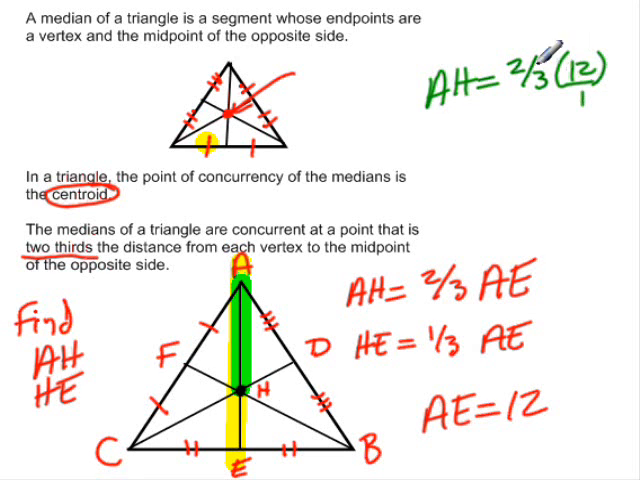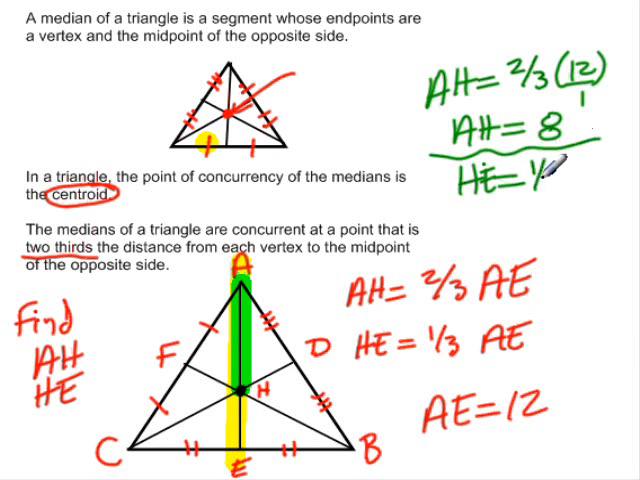Remember how we multiply fractions? So 2 times 12, 24 divided by 3 is 8. So AH is equal to 8. And HE, if we want to follow the formula, would be 1/3 of 12, which is 1 times 12 divided by 3, would be 4. Now, does that make sense? 8 plus 4 gives us 12. And that is how we can use the centroid. Very, very nicely done. So let's look at another problem.